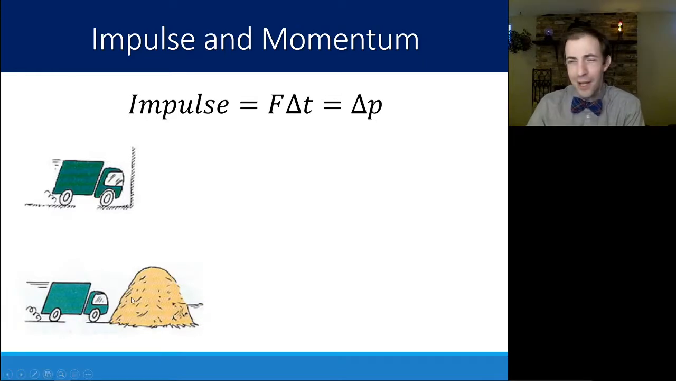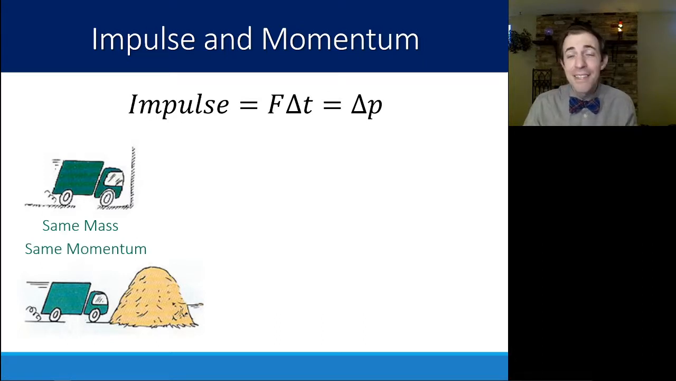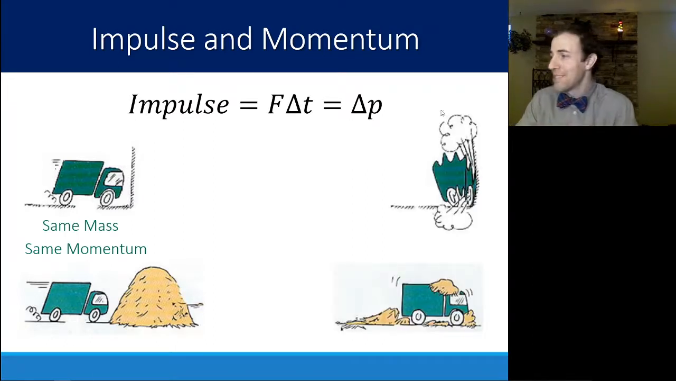If we have two trucks here heading towards different fates, this truck on the top is heading towards a brick wall, the one on the bottom is heading toward a giant haystack. Both of these trucks have the same mass, and let's assume that they're both traveling at the exact same velocity, so they have the same momentum. And we want them to come to a stop, which means their change in momentum is going to be exactly the same. They're going to lose all of that momentum that they have.